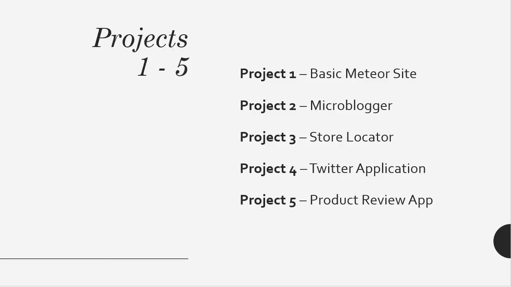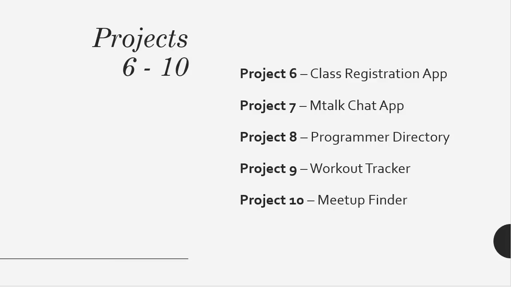Project 4 will use the Twitter API to be able to read and post tweets. Project 5 will be a product review application where users can sign up to create reviews and vote on certain products. Project 6 will allow students to browse classes and register for classes. Project 7 will be a real-time chat application called MTalk.